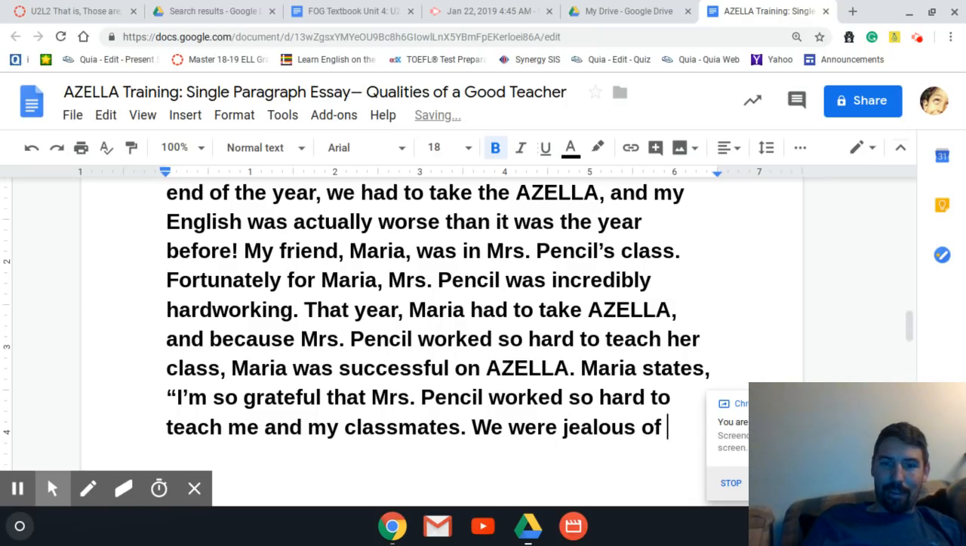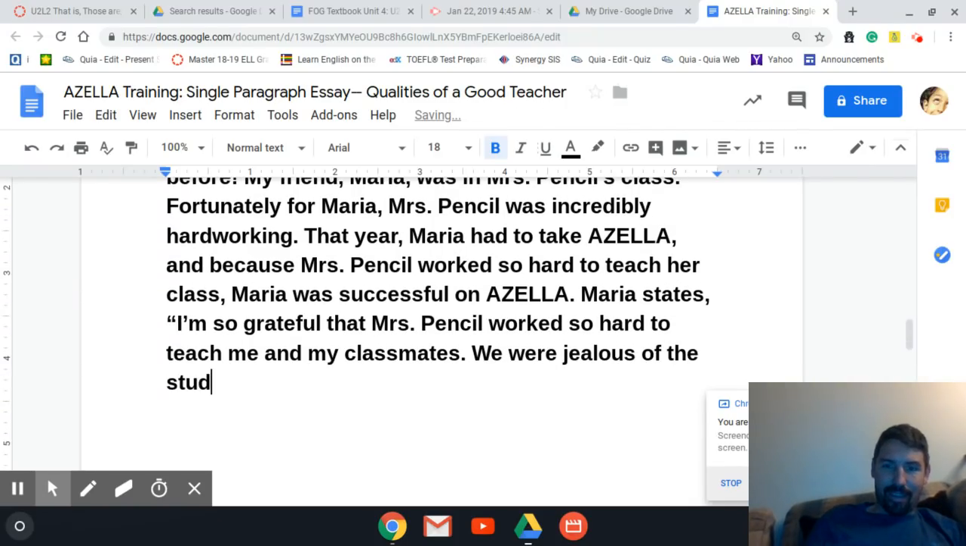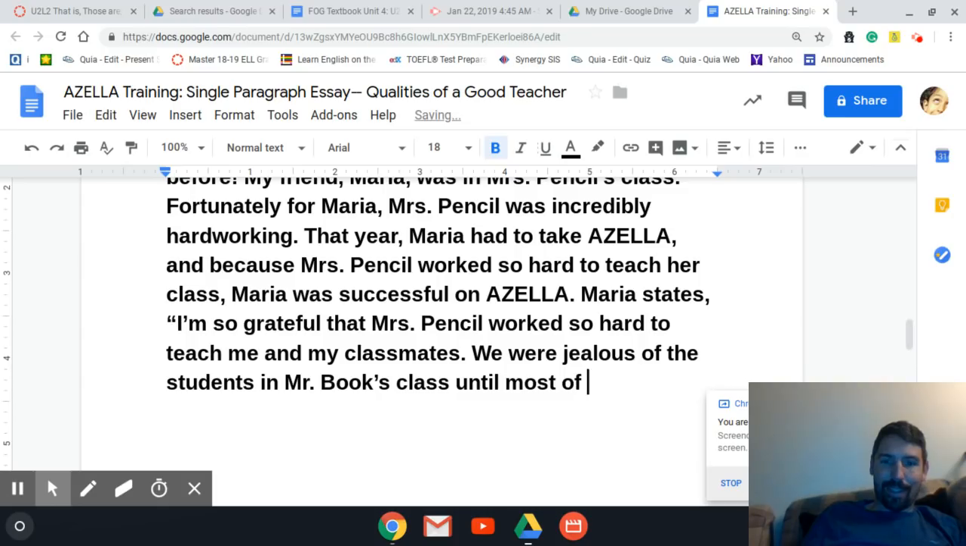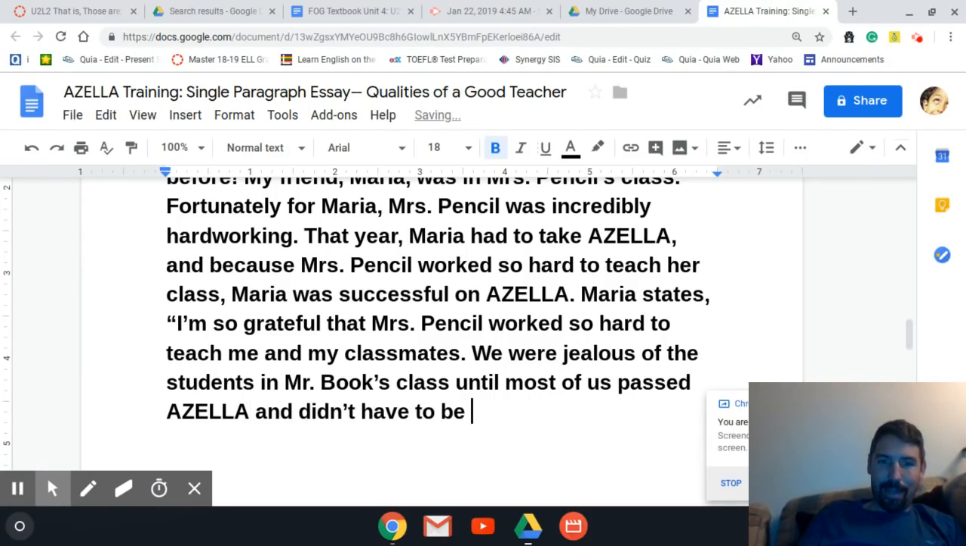We were jealous of the students in Mr. Book's class until, hey, that's a white bus, right? Until most of us passed the Zella. I didn't have to be in his class anymore, or in special ELL classes anymore.